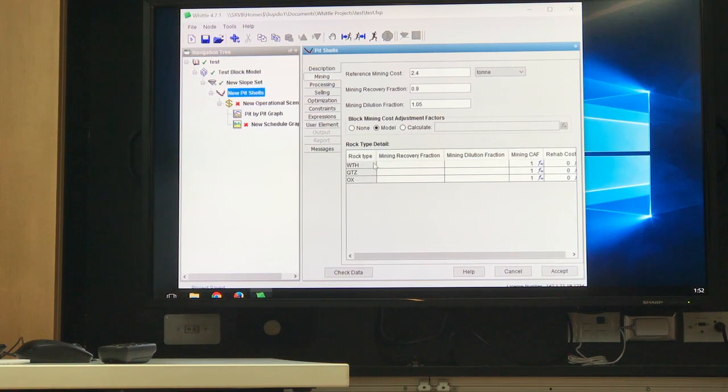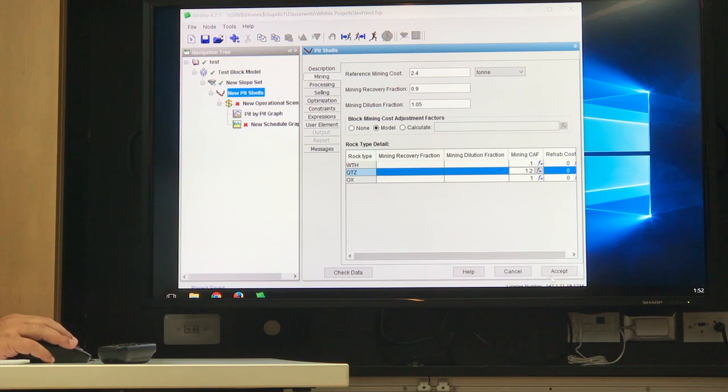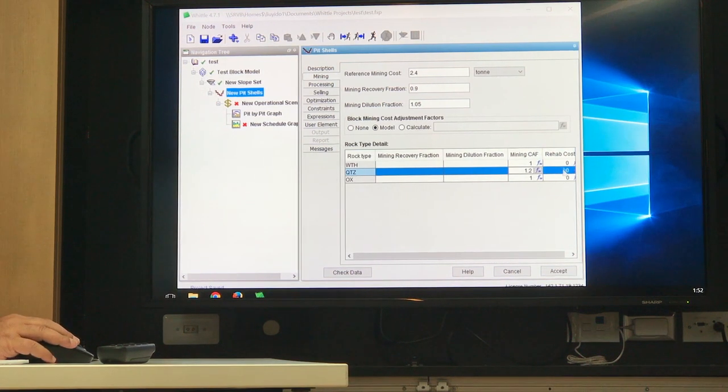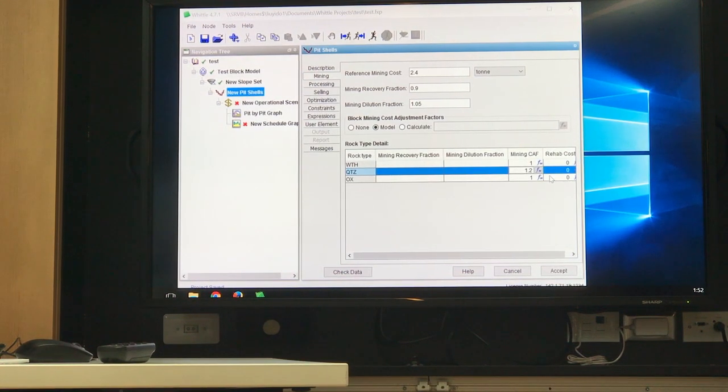How can I reflect this? I could put a higher mining adjustment factor for that rock, say 1.2, okay? As you can see, there is also something called a rehab cost, which applies when you send this rock to a waste rock dump, and if there is any cost for treatment and so on.